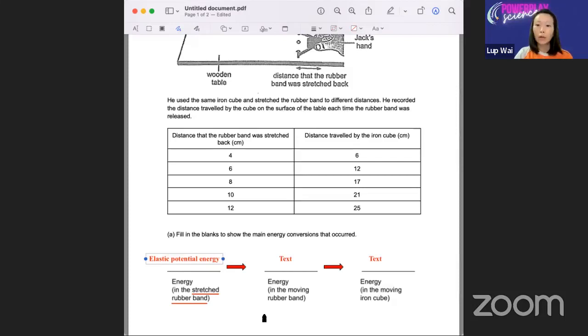All right. Now, the next thing is, what does it convert to when the rubber band moves? Now, as you can see, moving is what? It refers to motion.